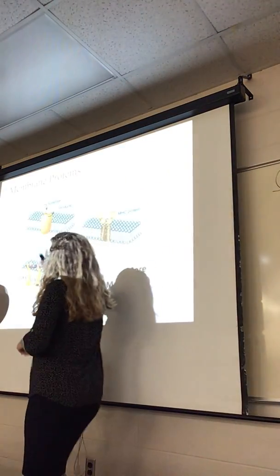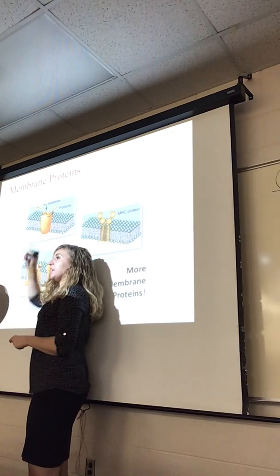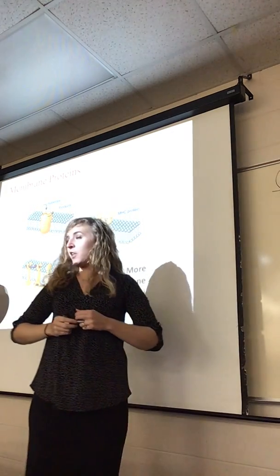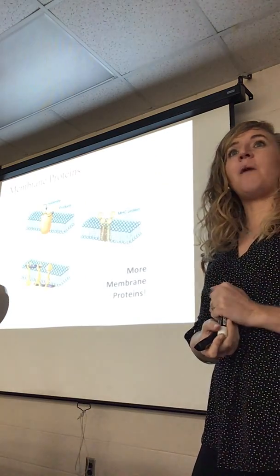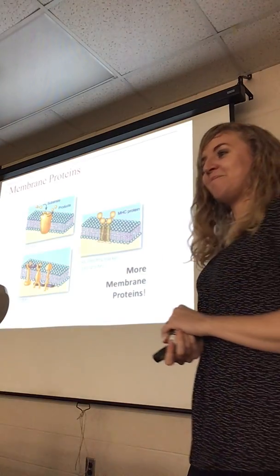People that do not have this integral membrane protein, lactase, are lactose intolerant. They cannot break down lactose. So that's an example. It might be an enzyme just embedded in the plasma membrane. They don't have to be floating around all the time.